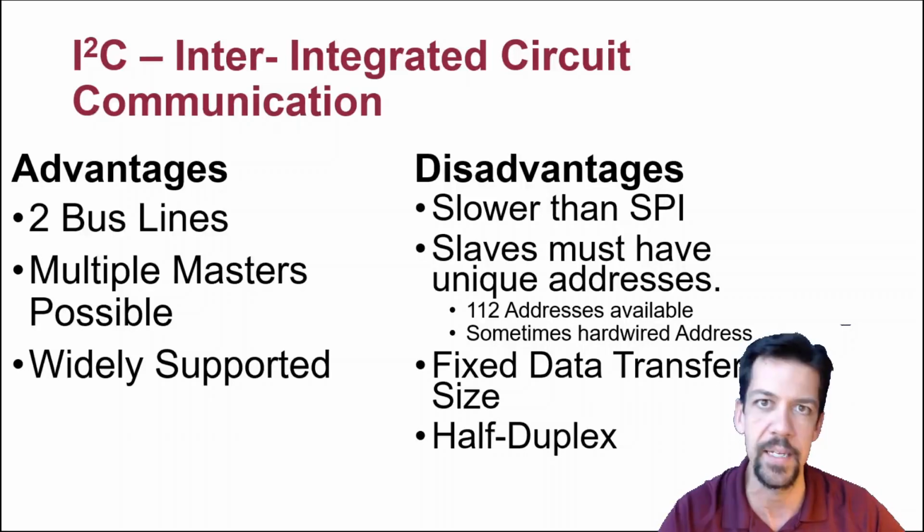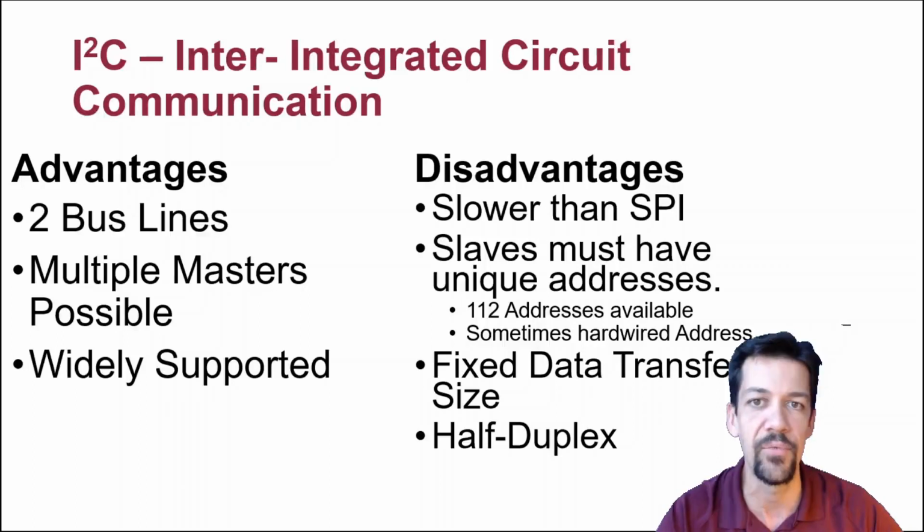And they sell other devices that allow you to basically change the address. It's a middleman device that changes the address response of a particular device from its hardwired address to a custom address that you can make. And that just increases your part count and complexity. So that's the downside. The data transfer size is fixed, so we can only send 1 byte at a time, and it's only half duplex, so you're either sending or receiving. You can't do both, and that's why we have only two bus lines.